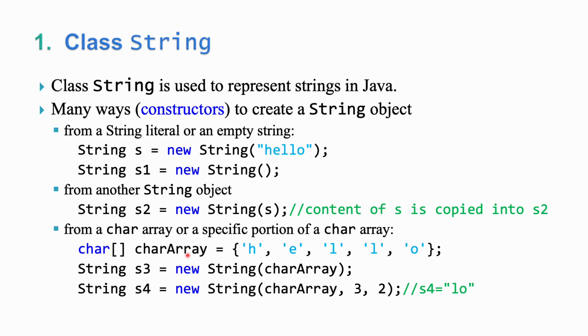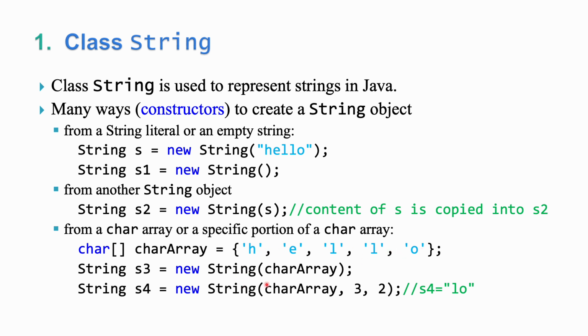For example, suppose we have created charArray as an array of type char like this. Then we can create a string object s3 from a char array by passing charArray as the only argument of the String constructor. Then the value of s3 is the same as the content of charArray, which is the string hello.